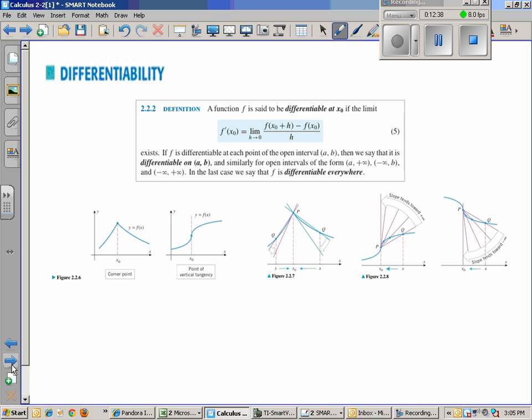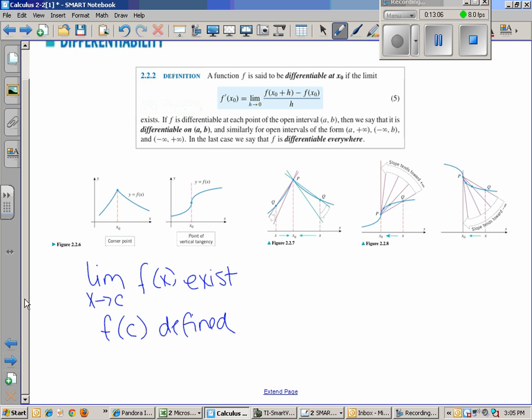Okay, differentiability. This probably is one of the most important concepts. And here's the deal. This is really just continuity with one more step. So to refresh your memory, in order to be continuous, the limit as x approaches c for any function has to exist. The second thing is that f of c must be defined. And the third and final step is that the limit as x approaches c is actually equal to the function value at that point. So these were the 3 rules for continuity.